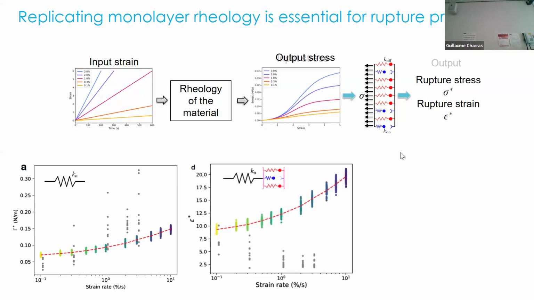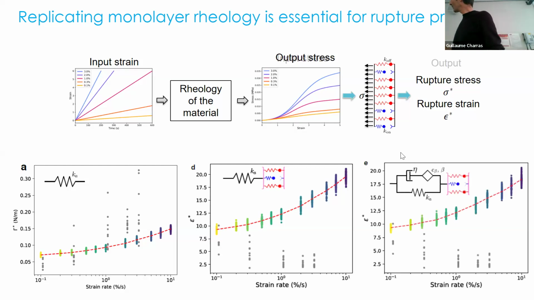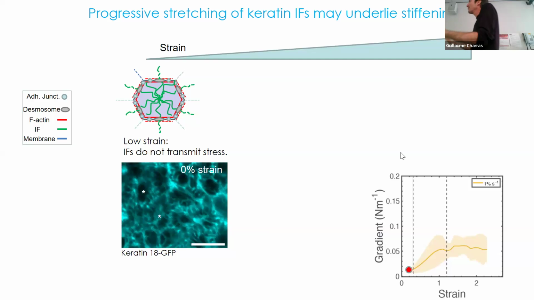Once you've calibrated your material on this curve, you can then try and predict the rupture strain versus strain rate curve. You can see that with this type of material, it would predict that the rupture strain should increase with strain rate, which is the contrary of what we observe in our experiments. So, okay, it's not a linear spring. You can then try to use the rheology that we had found at low strain that's based on the actin cytoskeleton, and that also doesn't work. If you try to use a strain-stiffening material, it also doesn't work. So we really need to do something different.